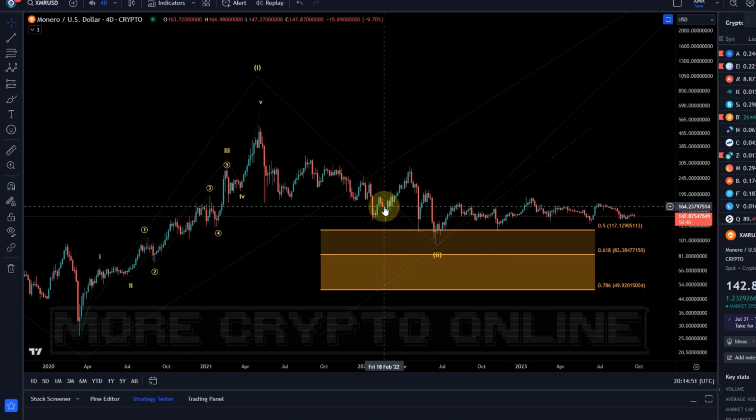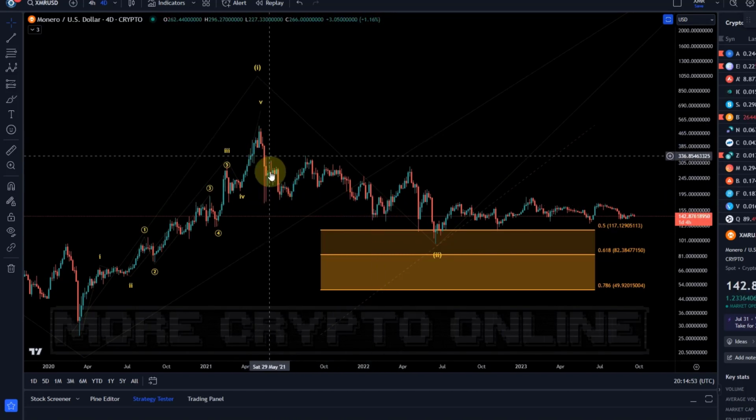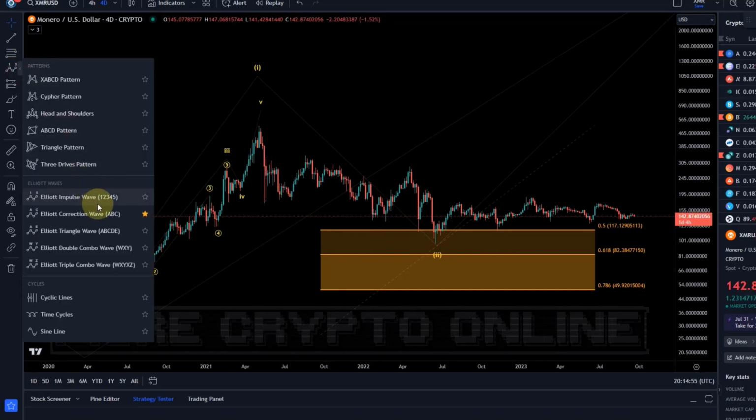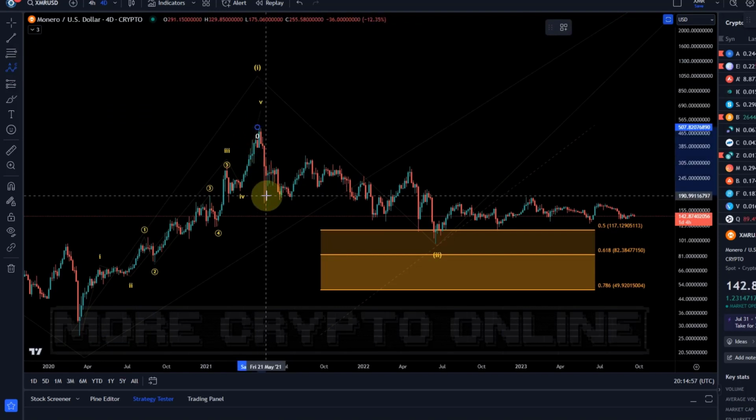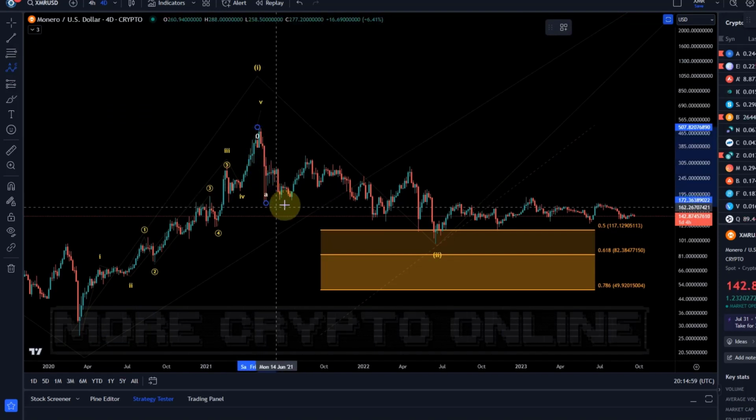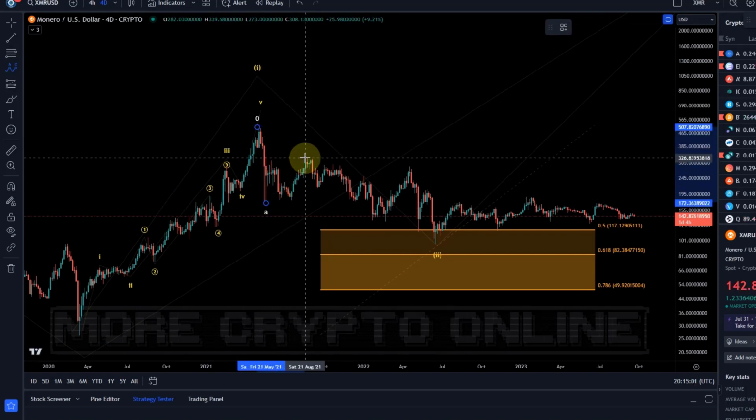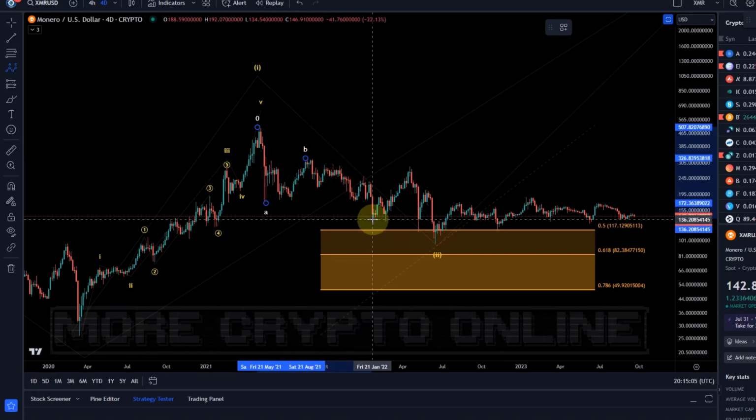Probably the best count here. So first of all, this looks like an A wave, this deep move down. So we probably had an A wave here, looks impulsive. Then a B wave rally, a corrective rally in 3 waves. And then the C wave down, 1, 2, 3, 4, 5 here.